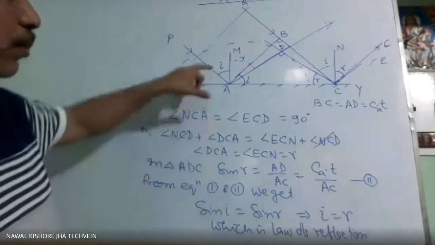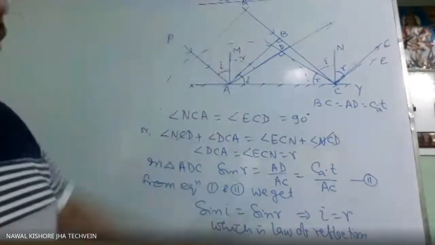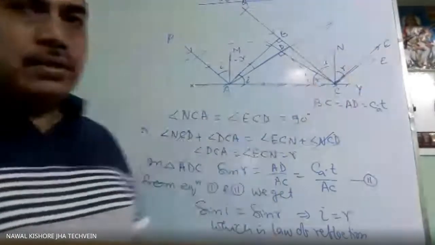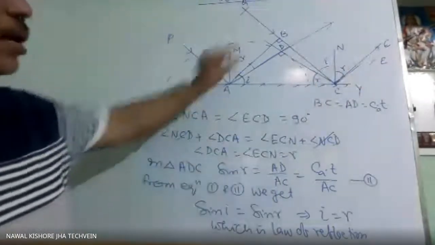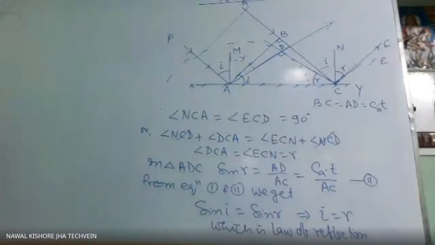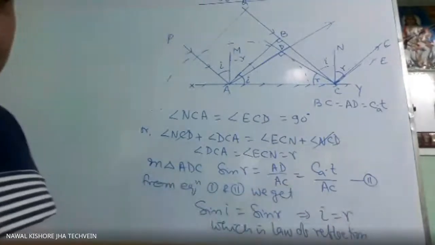So first we proved this I is equal to this angle. Similarly, from that side we proved this R is equal to this angle. And then we got sin I and sin R. As these two are the same, we got I is equal to R. Yes, anyone having any confusion?